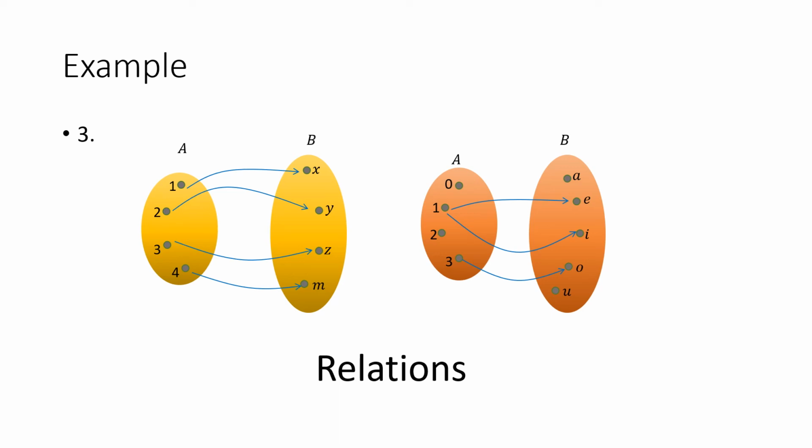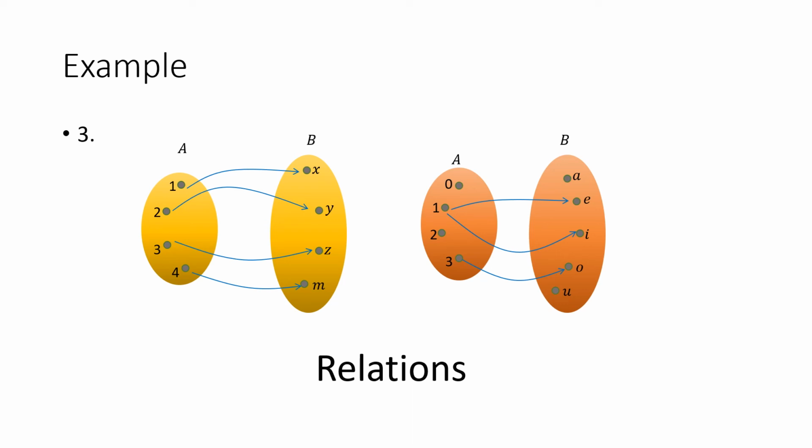Now, another way of describing a relation is by mapping two sets, set A and set B. Again, set A is the domain and set B is the range. In this first example, element 1 is paired with X, element 2 is paired with Y, element 3 is paired with Z, and element 4 is paired with M. Notice that every element in the domain A has exactly one element in the range B. This is an example of a relation.